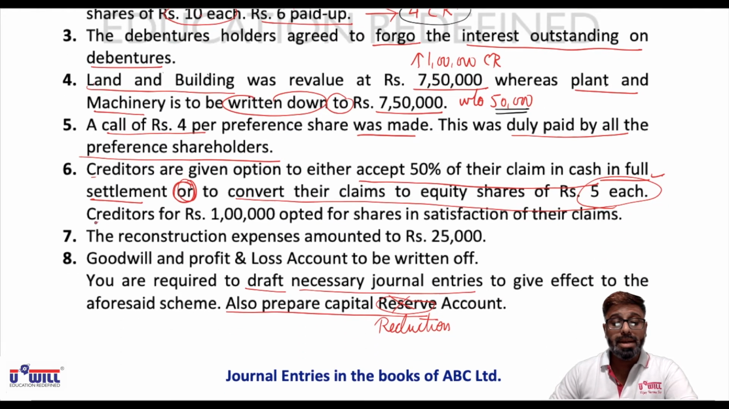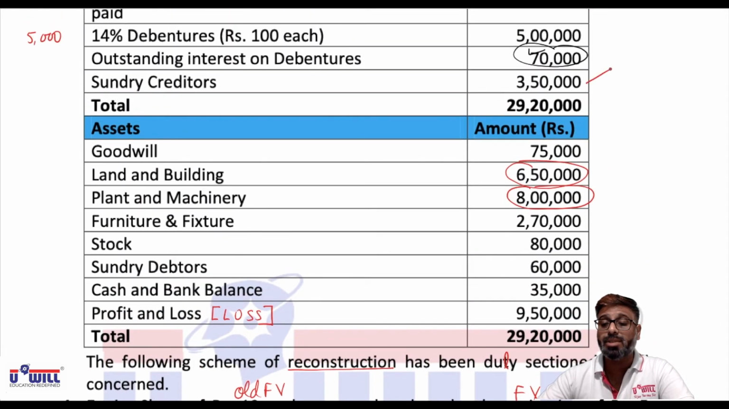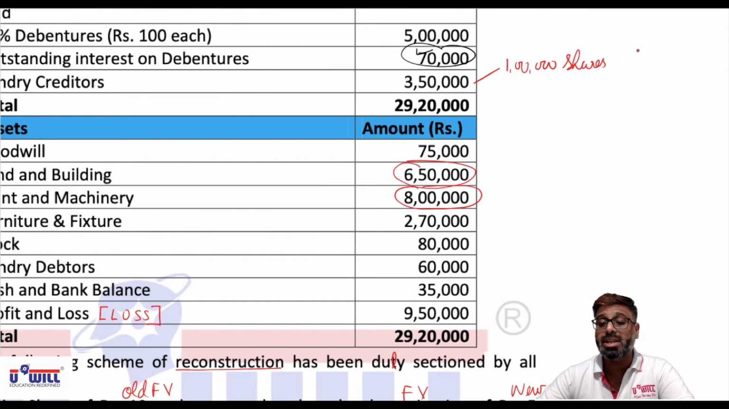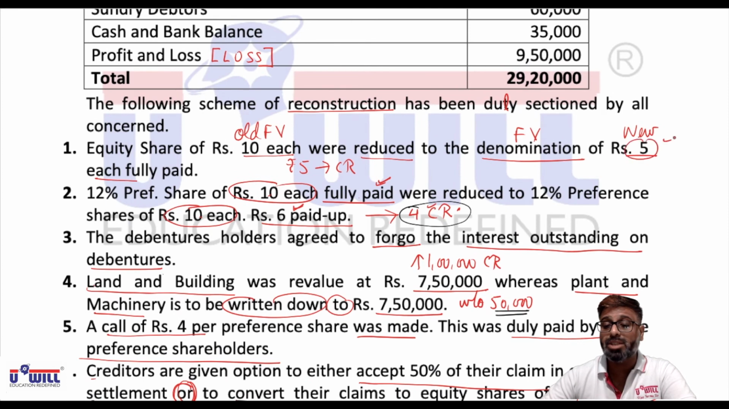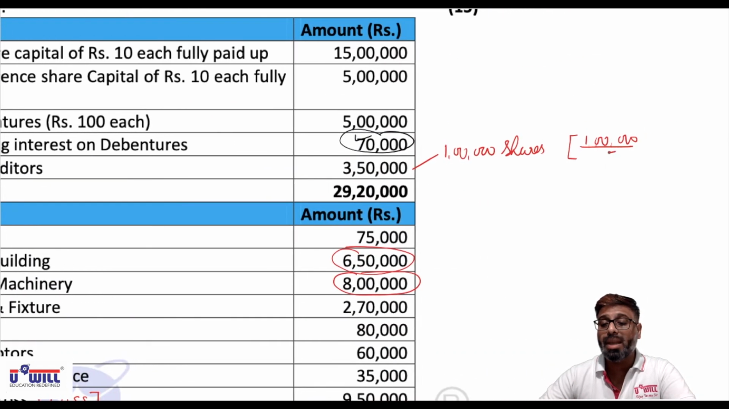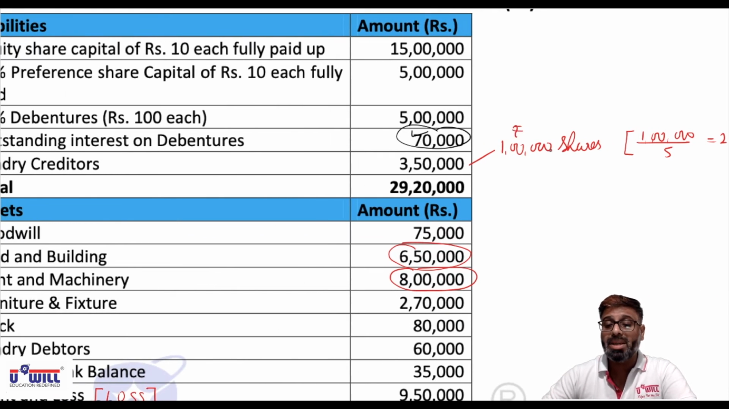Now, creditors of 1 lakh have opted for shares in satisfaction of their claims. What are creditors? 3,50,000. 1 lakh have accepted shares in satisfaction of their claims. How many shares? 1 lakh, 5 each. Because the face value has been already decreased from 10 to 5 rupees, new face value is 5. So 1 lakh divided by 5, 20,000 shares we would have given them. So 1 lakh rupees have taken equity shares. Now what are remaining?